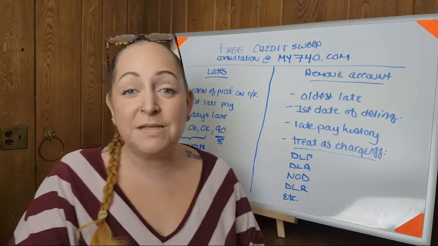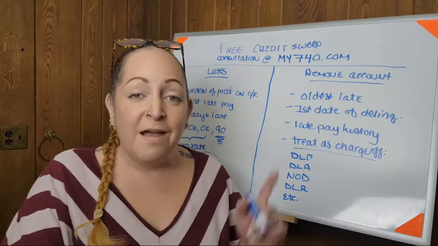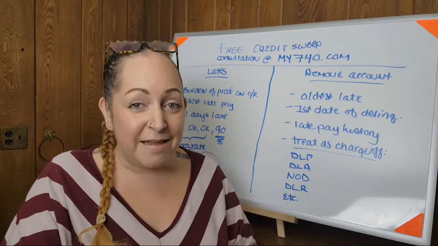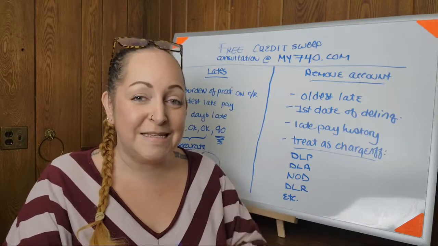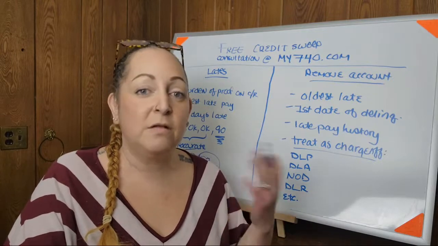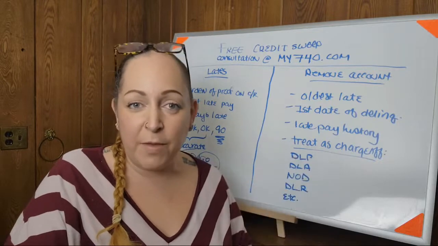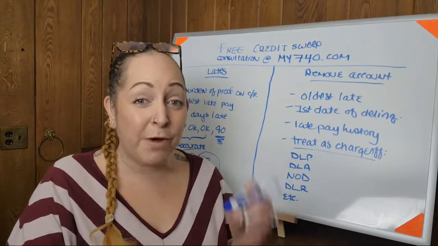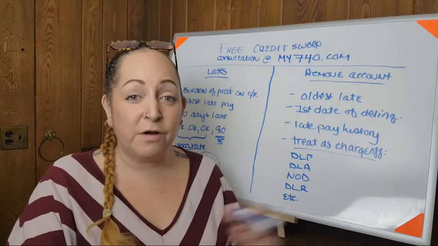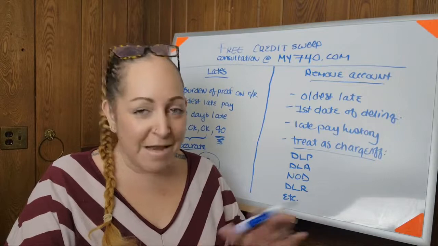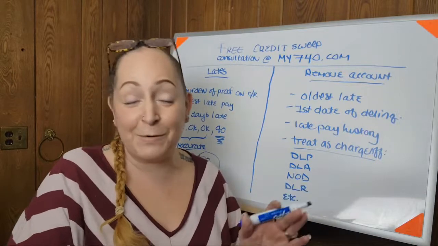And your dispute reason is going to be very, very simple. You cannot report that I was 90 days late without 30 or 60 day prior late payments. Remove this 90-day late payment. However you want to word it, but that's the premise behind this. I use this for tons and tons of clients, and it works many, many times more than it doesn't, okay?